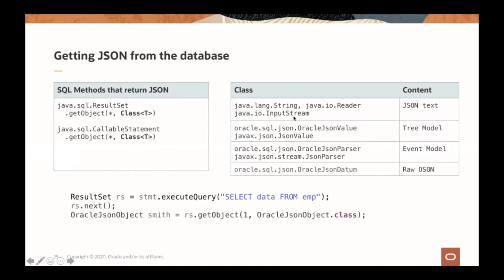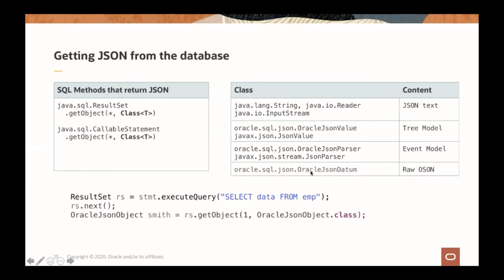In this first row, you can specify a String, a Reader, or an InputStream. If you do that as the second argument, what you're going to get back is JSON text. The next one is the tree model, so OracleJsonValue or any instance derived from that, like OracleJsonObject. If you specify this, you'll get the in-place tree model representation of your JSON value. There's also javax.json, which I'm going to talk about next. This is the quote-unquote standard interface for JSON values in Java. Then you can also specify a parser to get the value as an event model.